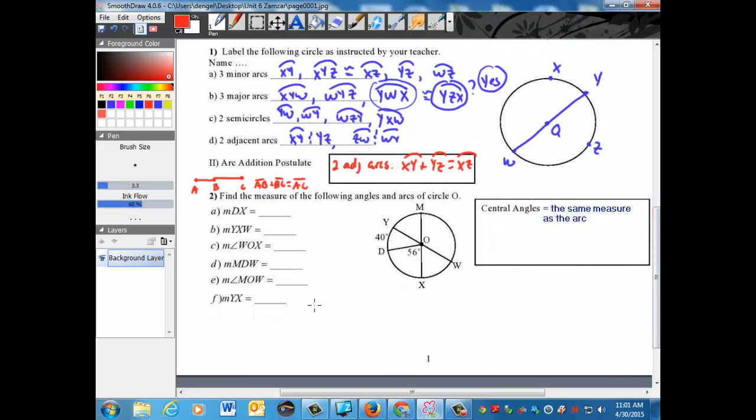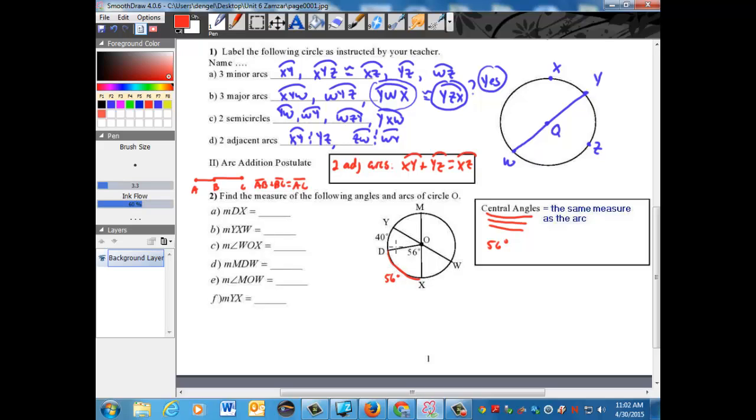Alright, next problem. Find the measure of the angles and the arcs of circle O. So the first thing that we want to look for are central angles. This is going to be huge. These are our friends because it makes the problem much easier. 56 degrees is a central angle. Therefore, I can say that the measure of DX is going to be 56 degrees.